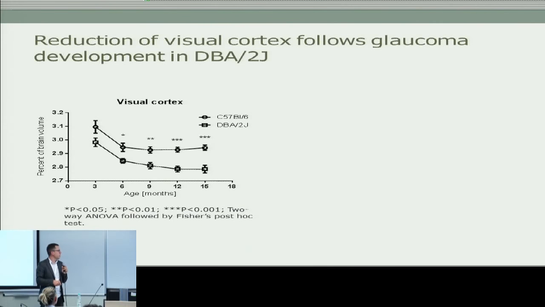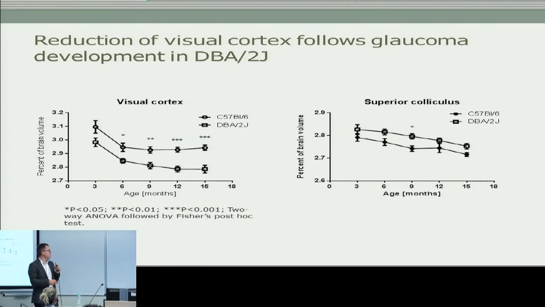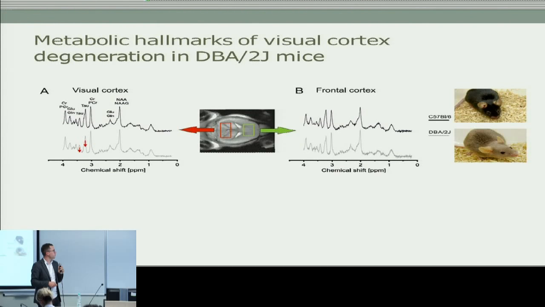And for example, you can see that the volume of visual cortex was lower in the glaucoma mice, and the process started pretty early, just as we noticed the first signs of the intraocular pressure elevation. And that was not the case, for example, for the primary target of RGC axon, the superior colliculus, the extrastriatal structure connected to vision.